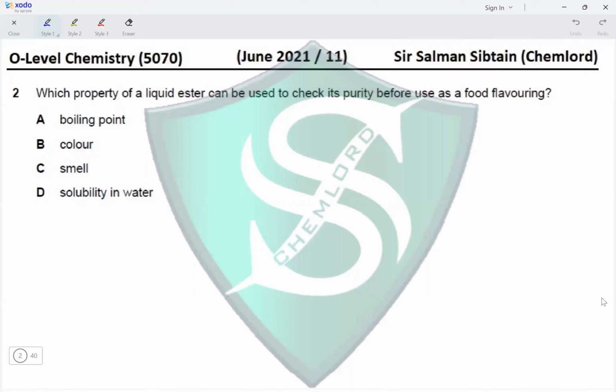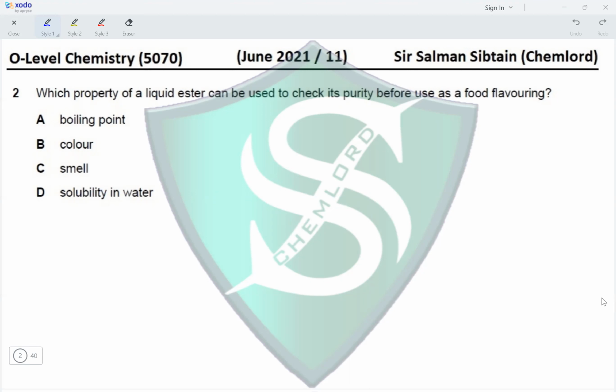Question 2. Which property of a liquid ester can be used to check its purity before use as a food flavoring? So, in order to check the purity of a substance, its melting and boiling points must be very accurate. If the ester has any impurity in it, its melting or boiling point would be varied. But if it is pure, it would be exactly the boiling point that is already known from any textbook. So the answer is boiling point.